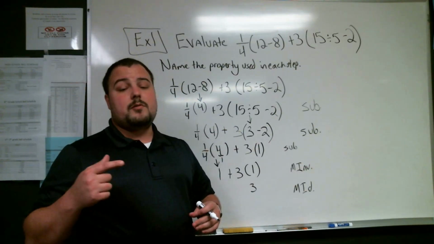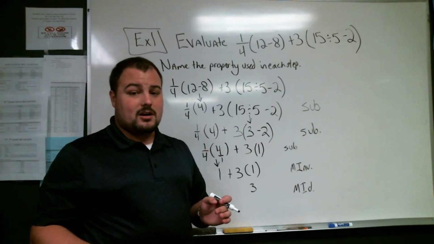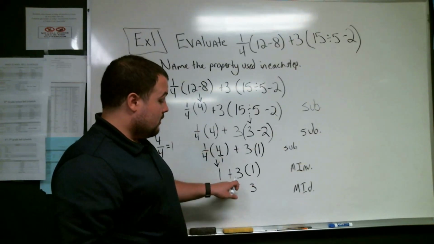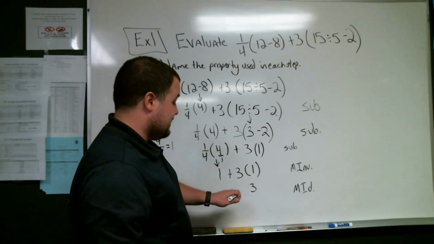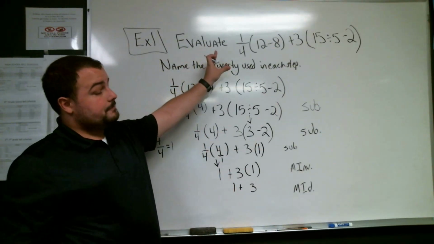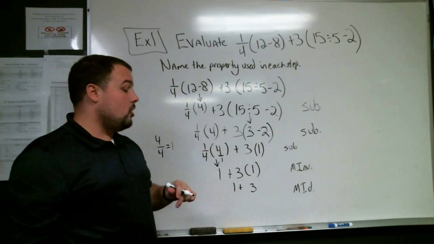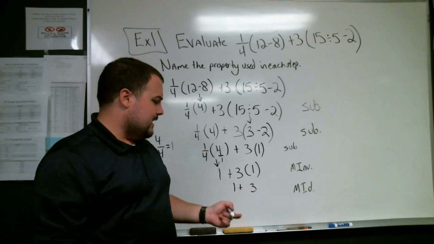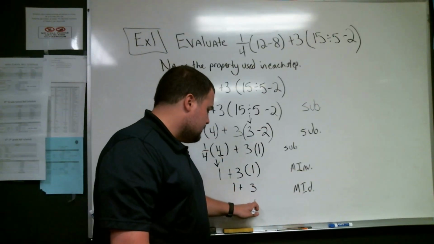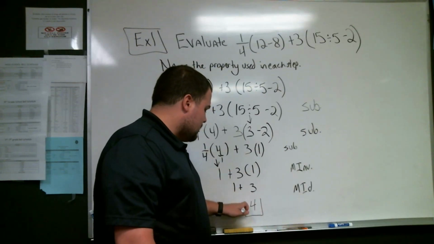That way I know it's multiplicative identity. And identity is when we multiply a number and we get ourselves. So 4 times 1, that's 4. That's an identity. 3 times 1, that's 3. That's an identity. So this entire problem up here that looks really complicated and hard is really the answer of 1 plus 3. Well, 1 plus 3 is 4. So our answer is 4.